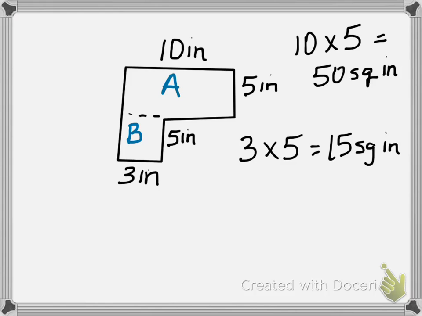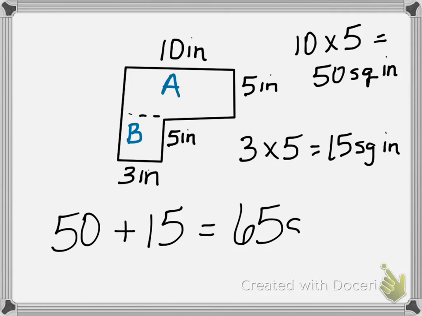To find the total area of the shape, we would add the area of rectangle A with the area of rectangle B, or 50 square inches plus 15 square inches to get 65 square inches.